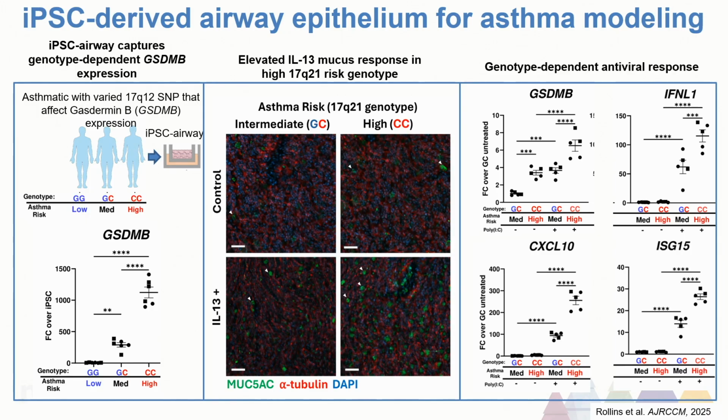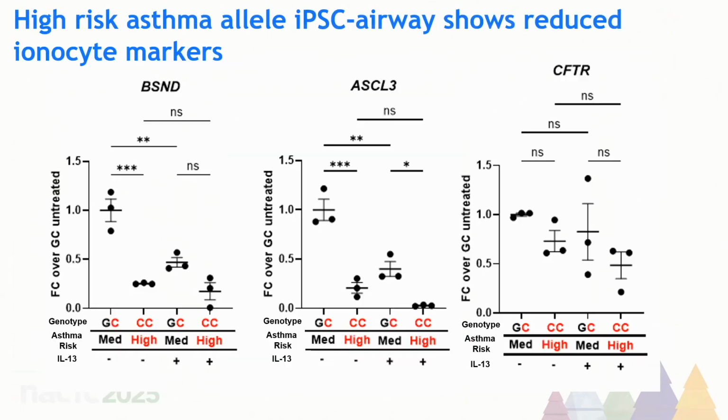We didn't get into ionocyte data in that paper, but suffice to say we were able to show that our high-risk asthmatic allele group had a stronger response to IL-13 in terms of secretory cell formation, as well as an increased inflammatory response to poly-IC, which is like a viral mimetic. And then with David Stoltz's data and the data coming out of the Rajagopal lab, I actually went back and analyzed some of those samples.